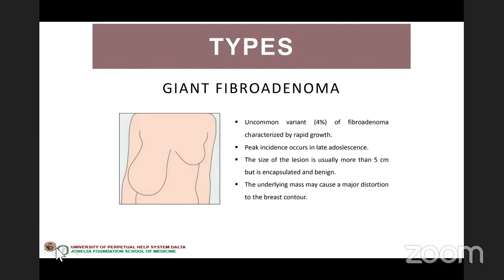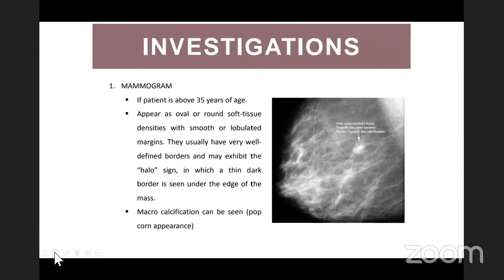So the underlying mass may cause a major distortion in the breast contour, thereby causing anxiety in your patient. Okay. How do we investigate? Above 35, it may appear as an oval or round soft tissue density with smooth or lobulated margins. So they usually have very well-defined borders and may exhibit the halo sign. So this is a thin, dark border seen under the edge of the mass.